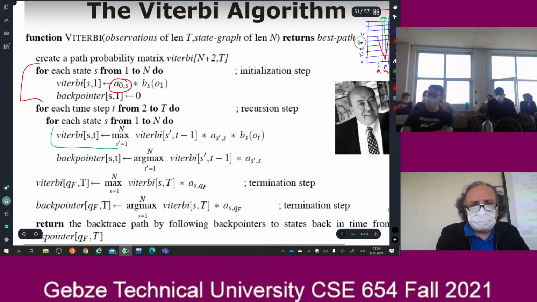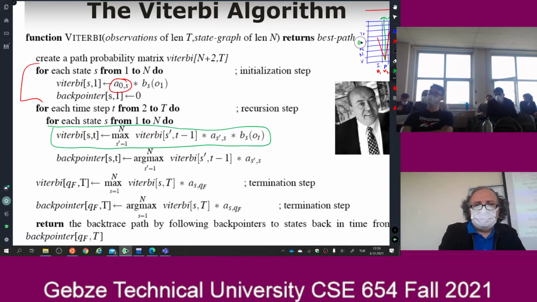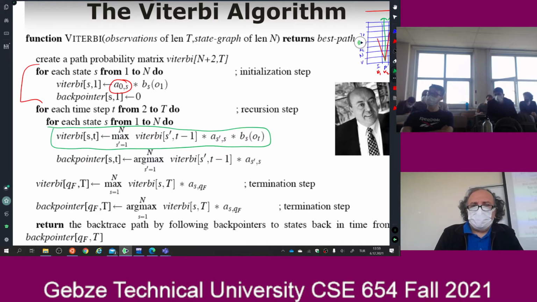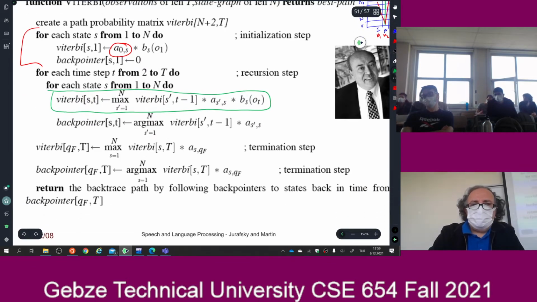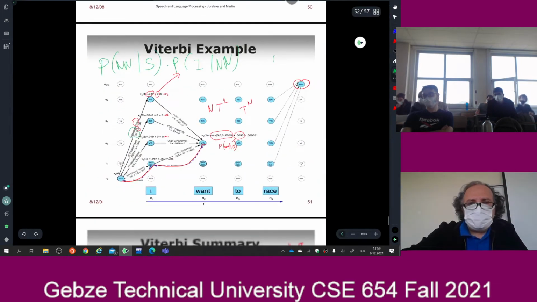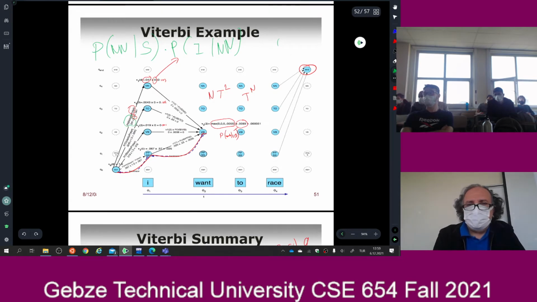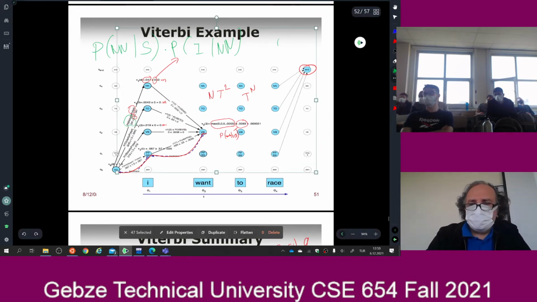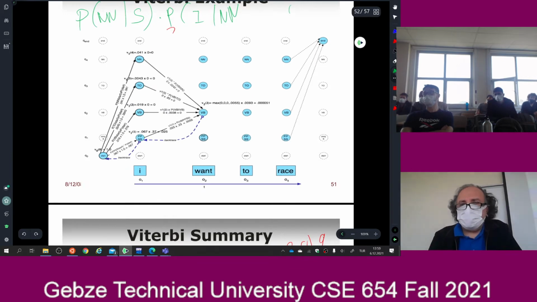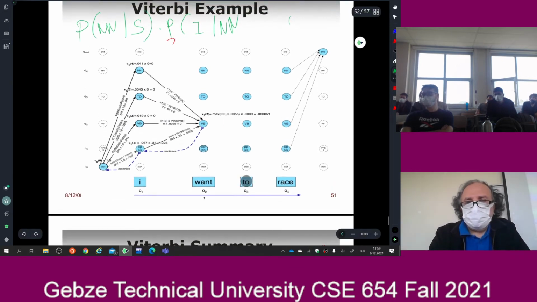So the cost of this calculation is checking all the values in my previous column, and I'm doing this N times. So it's kind of N times T. Okay, again, ignore the back pointers now. After I am done, you do this calculation a final time for the last column, and you will be done. Let's look at this example actually. This is going to be more understandable. Okay, so I want to race.